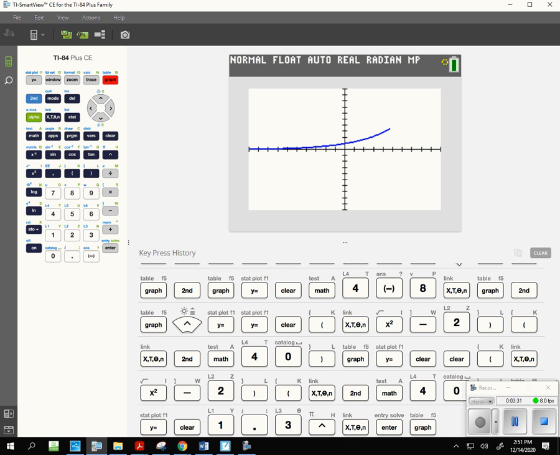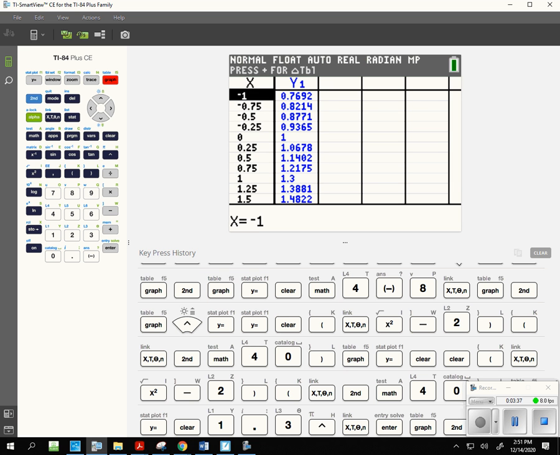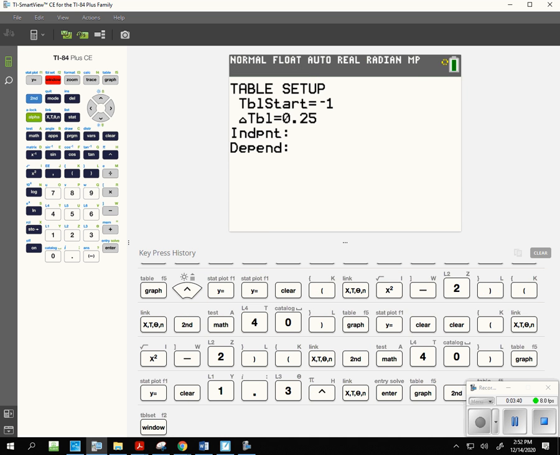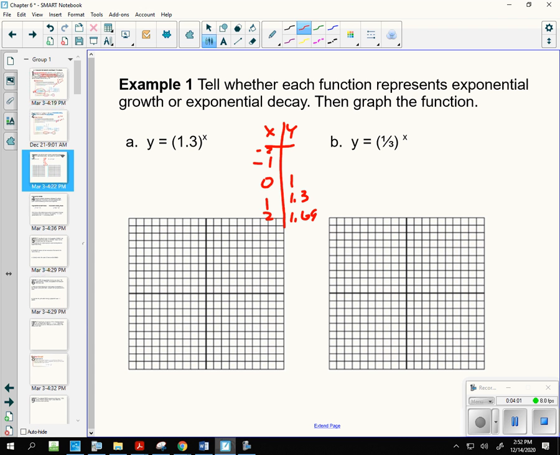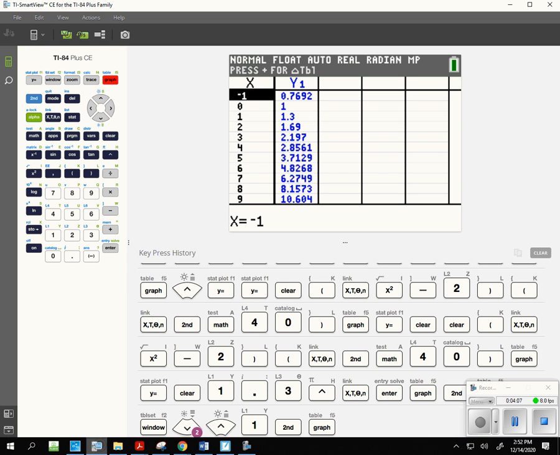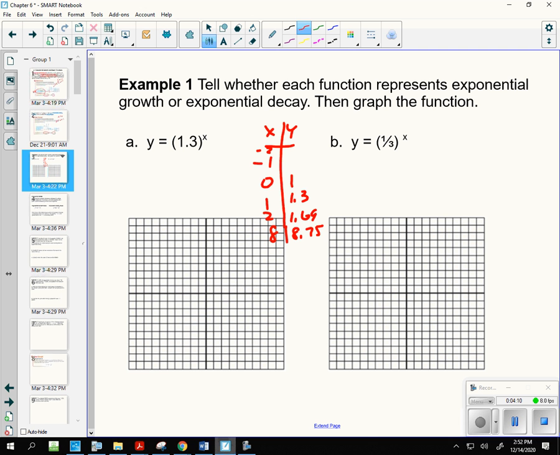So notice exponential growth. And so I want to get some points here. So I'm going to hit second graph. And my table set is going by 0.25 from last chapter. So I'm going to change this to going by increments of 1 just so I can see more points here. So there's my graph again, my table. So notice 0, 1, 1, 1.3, 2, 1.69. If you want to go all the way up to like 8, 8.15. So again, just to get a better picture. So I'm going to write some of those down. 8.15. Sorry, I didn't write that down right. 8.15. Let's look at some negative numbers now.